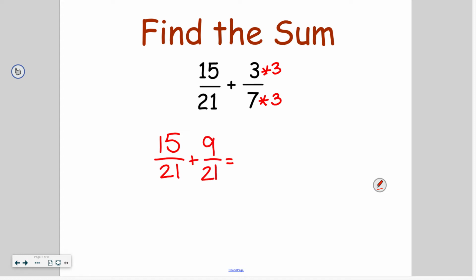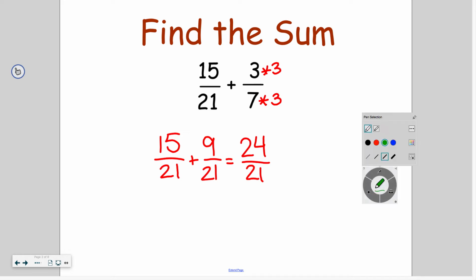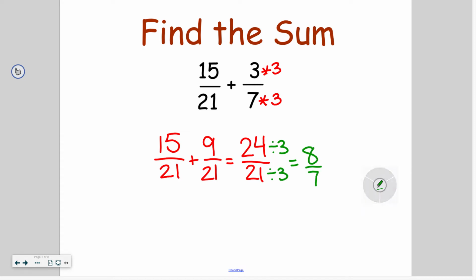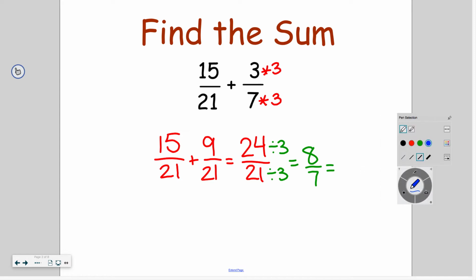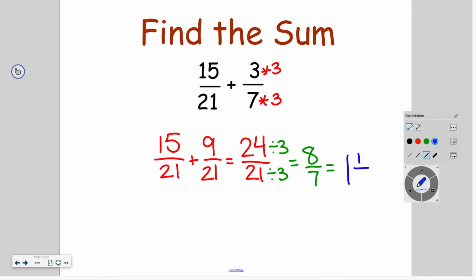Then now that we have our common denominator, we're going to go ahead and add the numerators, giving us 24 over 21. Looking at 24 and 21, I can divide both of those by 3. So I'm going to go ahead and reduce that to 8 over 7. And then simplifying to my mixed number, I'm going to end up with 1 and 1/7.